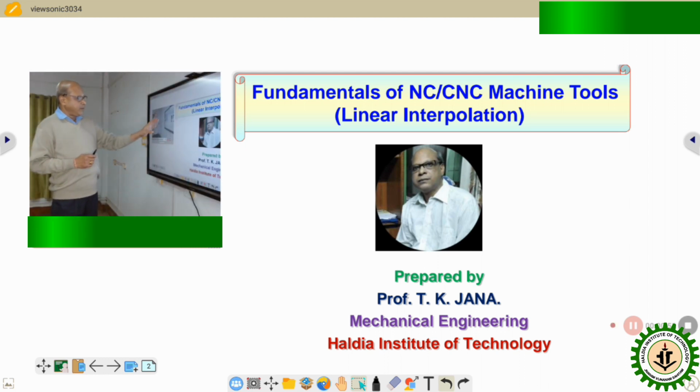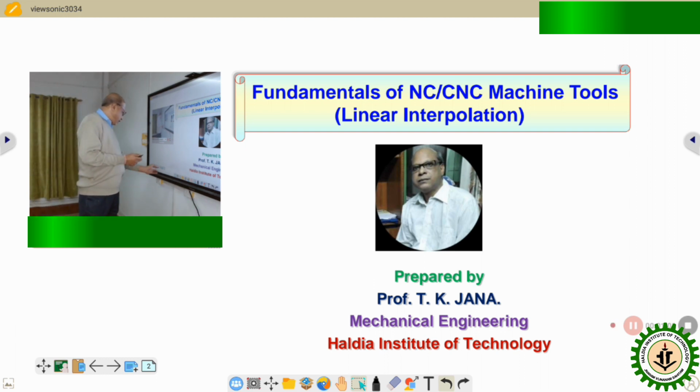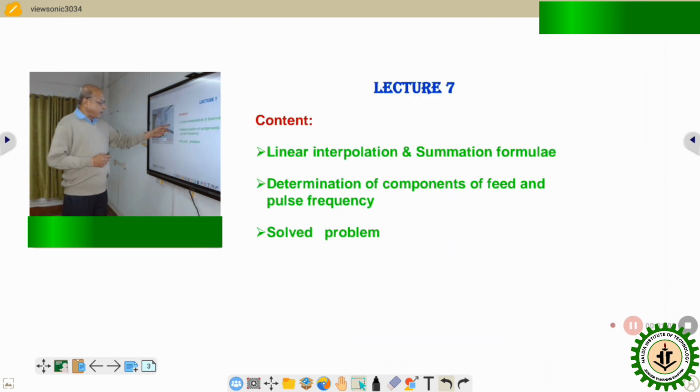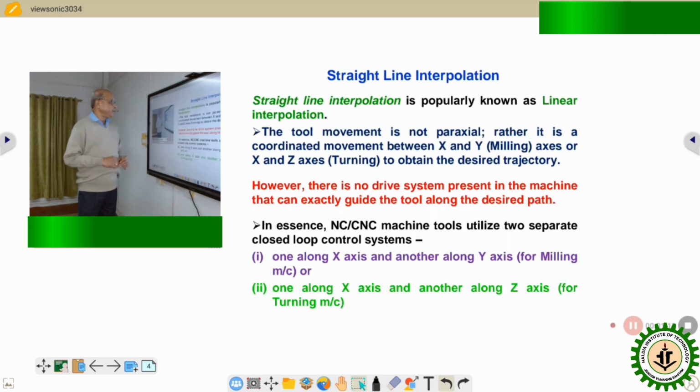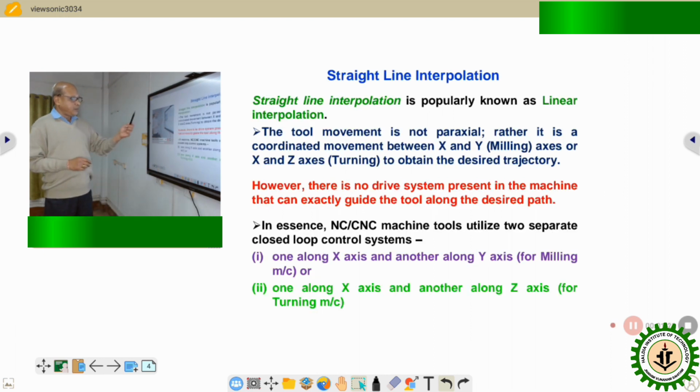So what is the mathematics behind the linear interpolation, how it is implemented in the digital circuit, and the associated numerical problem we will discuss at the end. So content wise: linear interpolation and summation formula, determination of components of feed and pulse frequency, and finally we will conclude by solving a problem. Straight line interpolation is popularly known as linear interpolation. The tool movement is not paraxial.